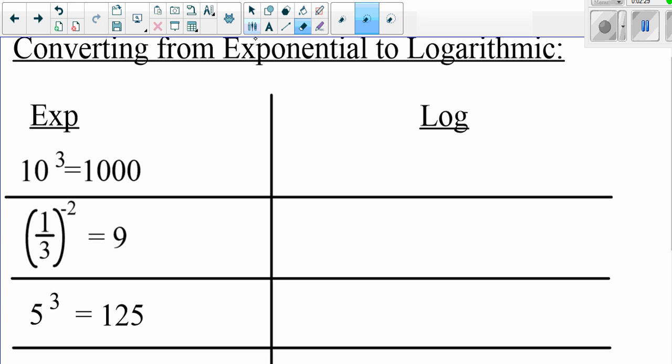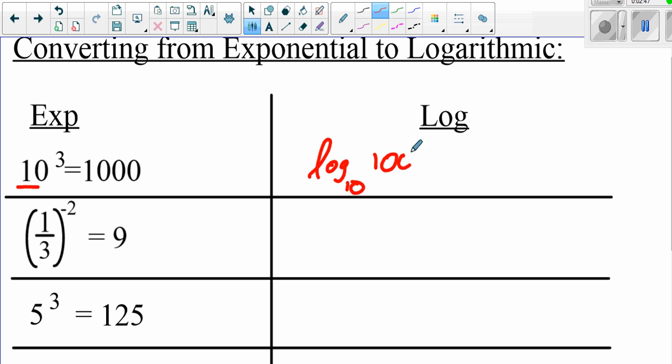So we're going to practice writing some of these exponents as logarithms. The base 10 is the base of the log. So it would be base 10. And then the answer, 1,000, is what goes next to it. And then equals the exponent. The exponent is what the log equals. Logs give you the exponent.